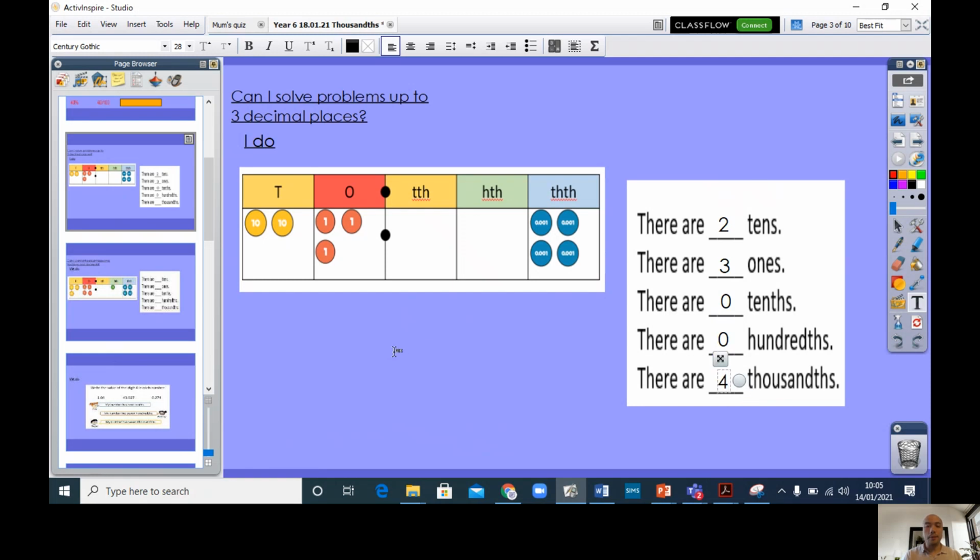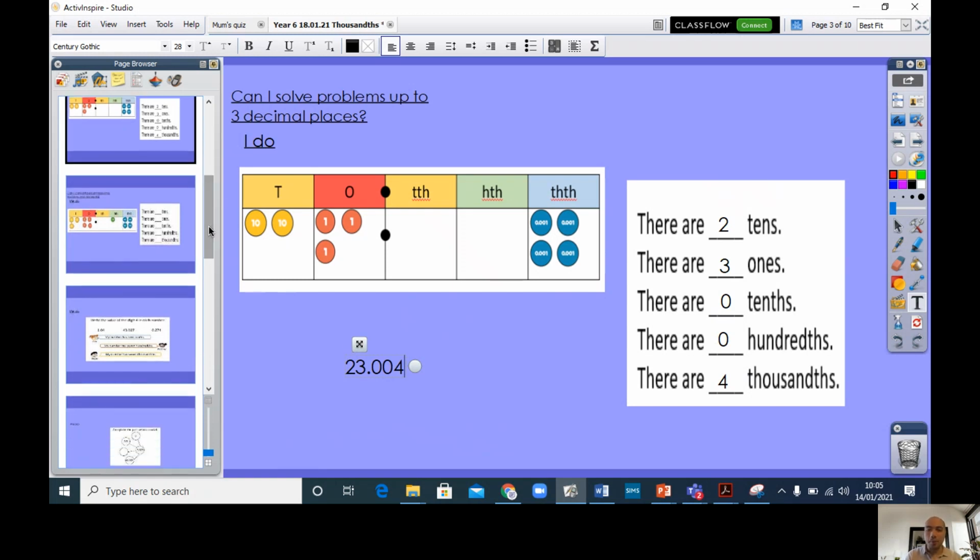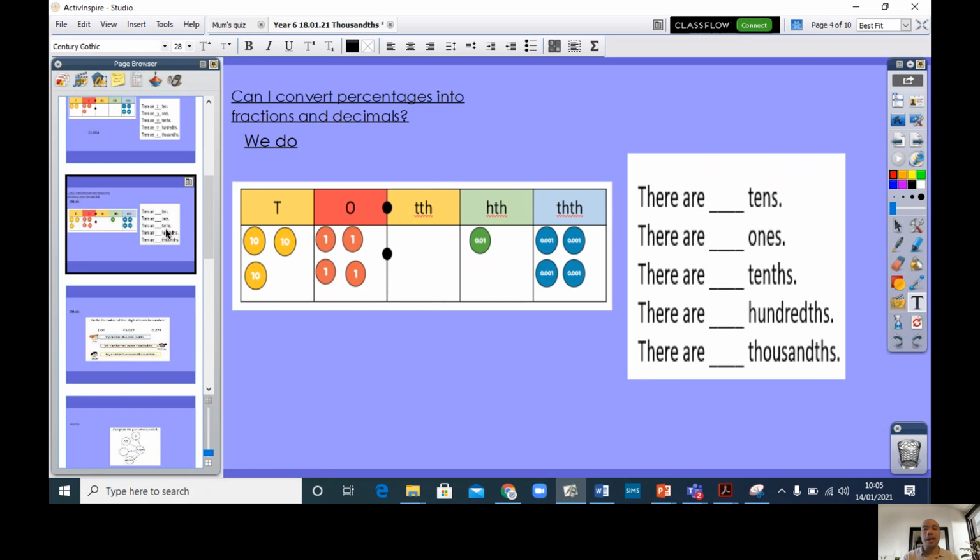So finally, what is my number? Well, I've got 2 tens, so that's 20. 3 ones, so I've got 23, then my decimal point, 0, 0, 4. So 23.004. That is my number. Hopefully some of you are thinking, oh, that was easy, I can do that. Excellent, because this is going to help our learning in the future. So pause the video and can you complete the statements on the right?